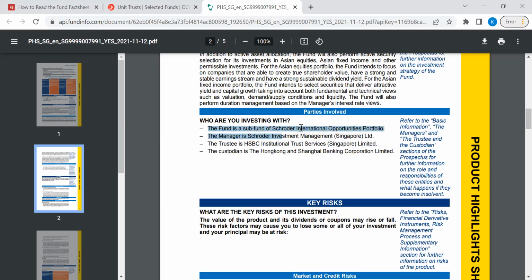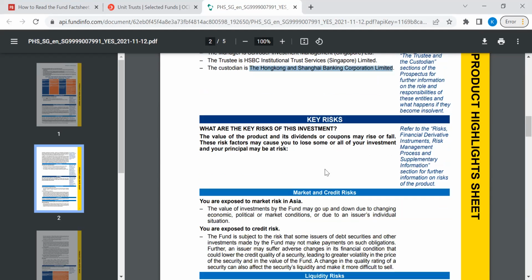The fund is the sub-fund of Strider International Opportunity Portfolio. This is what we discussed before. The manager is Strider Investment Management. Okay, they are the one making the investment decision. The trustee is HSBC Institutional Trust Service. So they make sure that Strider actually is investing according to the financial objective that they say they are investing according to. The custodian is the Hong Kong and Shanghai Banking Corporation Limited. The custodian is the one who actually makes sure that the money does not get stolen.